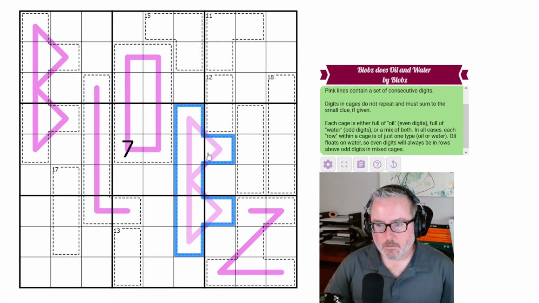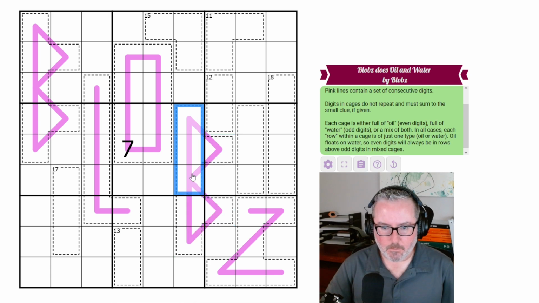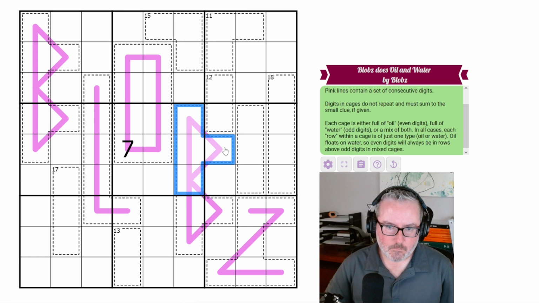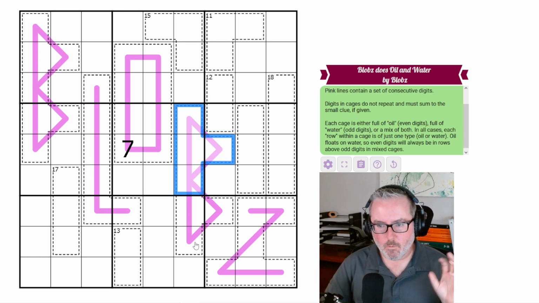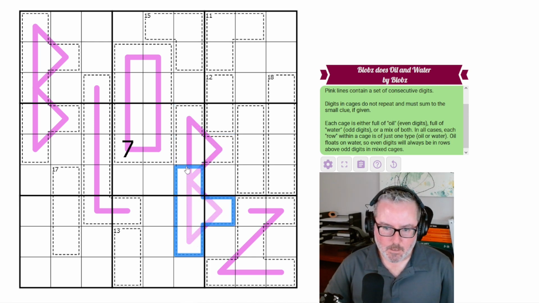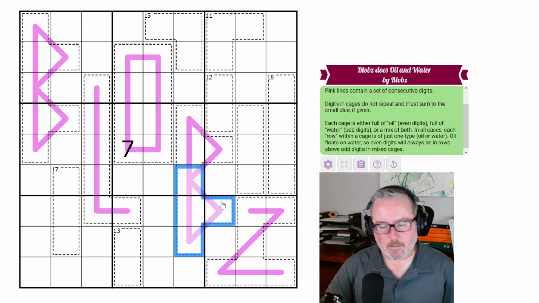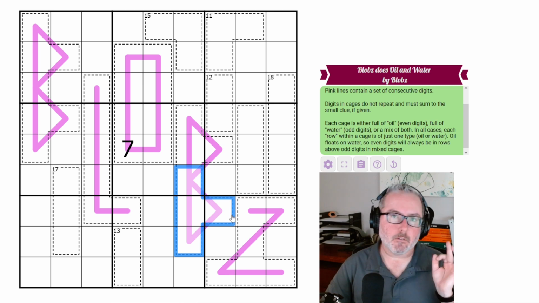So the most oil, those are the even digits, we can possibly have in any of these cages is going to be 4 of them, because there's only 4 even digits. And then the most water we can ever have in any of these cages will be 5, because there's only 5 odd digits. So first off, we can say the water can never extend above this line for this particular cage.